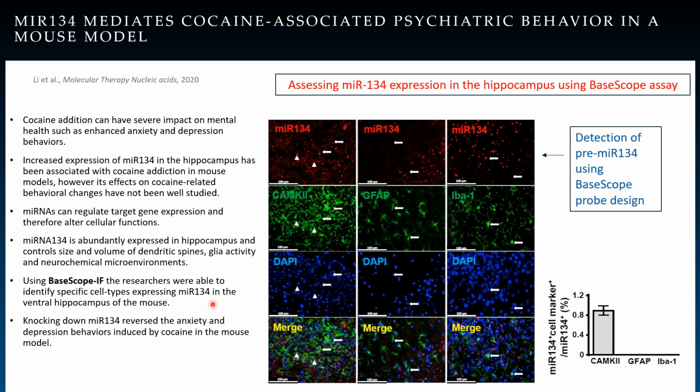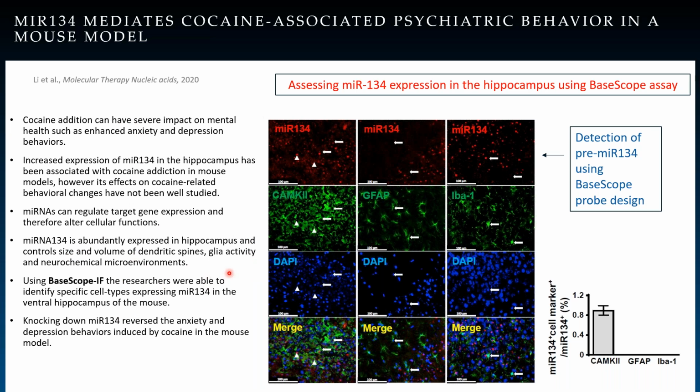Another example of how premature microRNAs can be detected using the BaseScope assay is this example of studying cocaine-associated psychiatric behavior in a mouse model, where they established the role of MIR134B in cocaine-induced addiction. MIR134 is expressed at a high degree in the hippocampus, and what they observed is that it might have some role in promoting anxiety and depression type behavior in cocaine addiction. So using this mouse model, they were studying the expression of 134B and its role in promoting this psychiatric behavior in cocaine addiction.